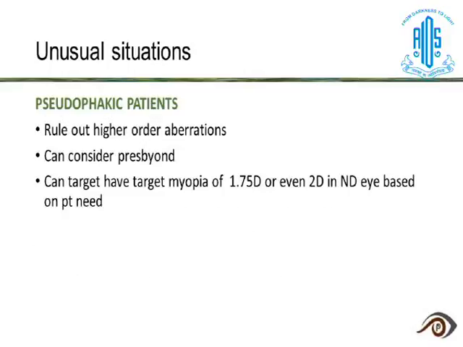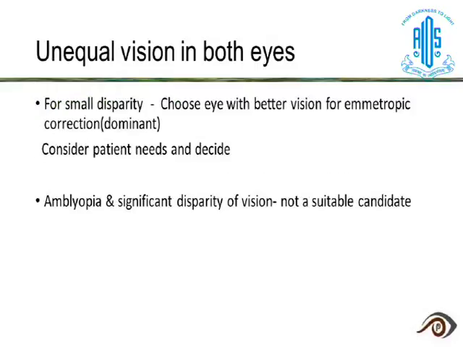There are some unusual situations like pseudophakia. This is a pupil size independent treatment. So even in small pupils, if you have a central pupil and there are no major wavefront errors or higher order aberrations, you could do a treatment, and you may opt to do 1.75 or 2 diopters. We have done a couple of patients. They're okay. And when there is unequal vision in both the eyes, a very small difference between both the eyes, like 6/6 partial and 6/6.